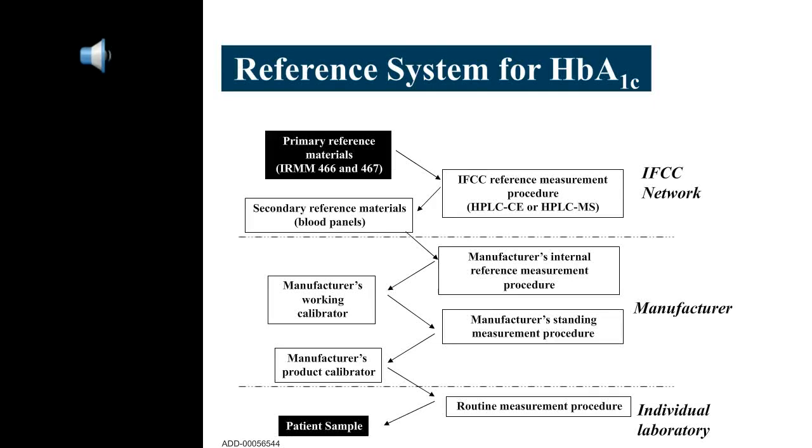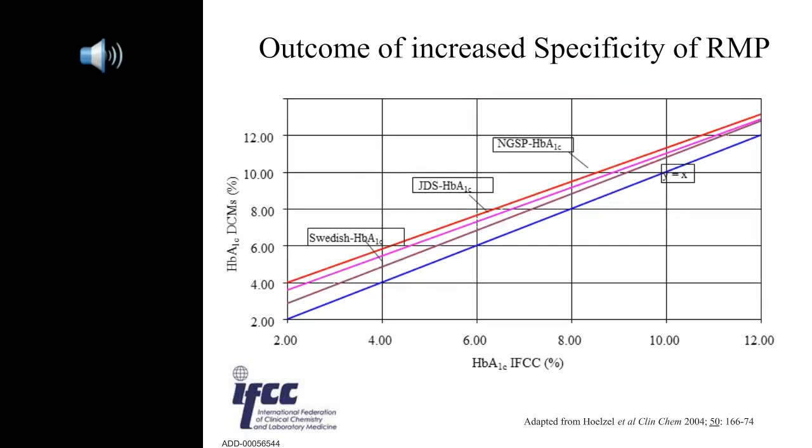And based on this work, we have now got a traceable chain from a patient sample right back, by an unbroken chain of events, to the primary reference material, the pure hemoglobin A1c and the pure hemoglobin A0.